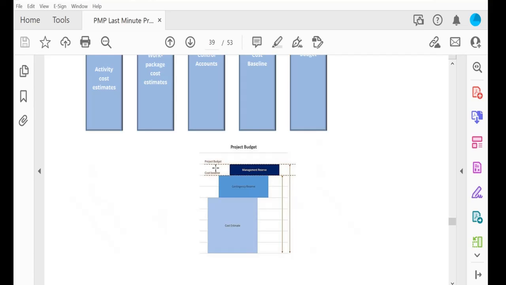Okay. So the question will be in here, like, is the management reserve above or below the cost baseline? Above, right? Yeah. And another thing is that there may be questions like project budget equals management reserve plus contingency reserve plus activity cost.